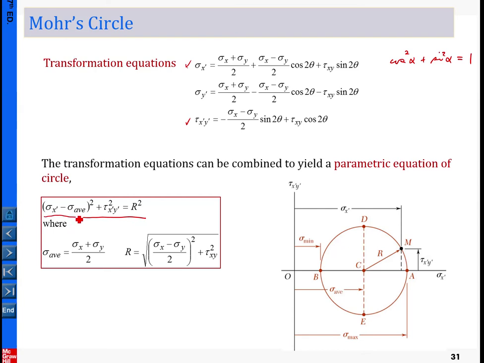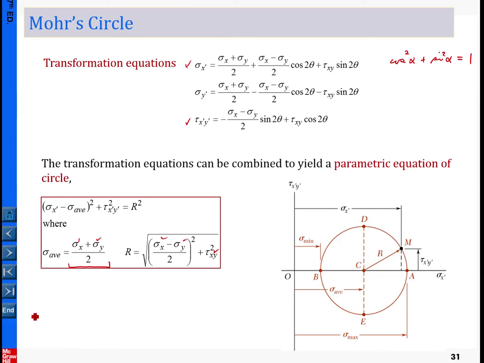Here we have two parameters. The first parameter is called the sigma average, and in the derivation we found that number is this. The second parameter is R, or R squared. R is simply defined by this. So from the two parameters you can see those numbers are given. Once we have a given state of the stress, you should be able to directly determine the two parameters.